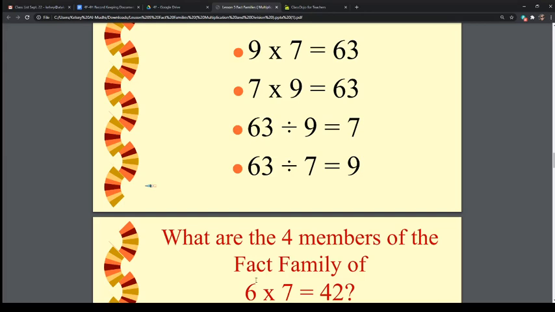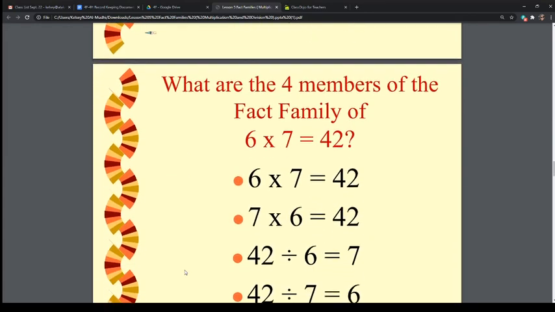Here's one you can try on your own. 6 times 7 equals 42. What would be the fact family for this specific equation? And here's the answers.